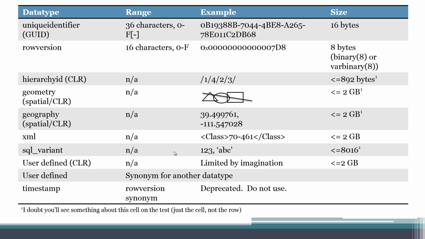The last one that we have here on the list is a timestamp. Timestamp has been deprecated. It's the same thing as a row version, and so all you really need to do is change the text that you have for timestamp and change it to be row version, and you're set and good to go.